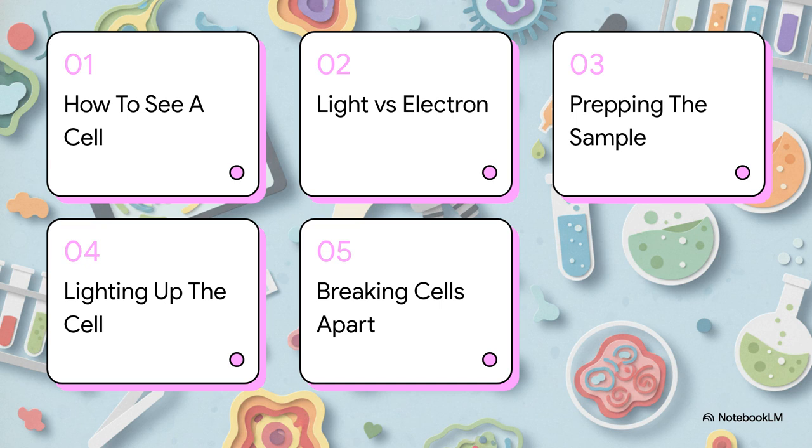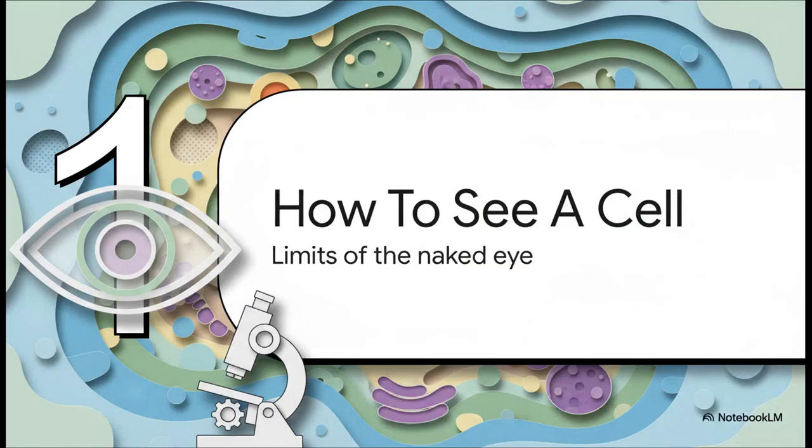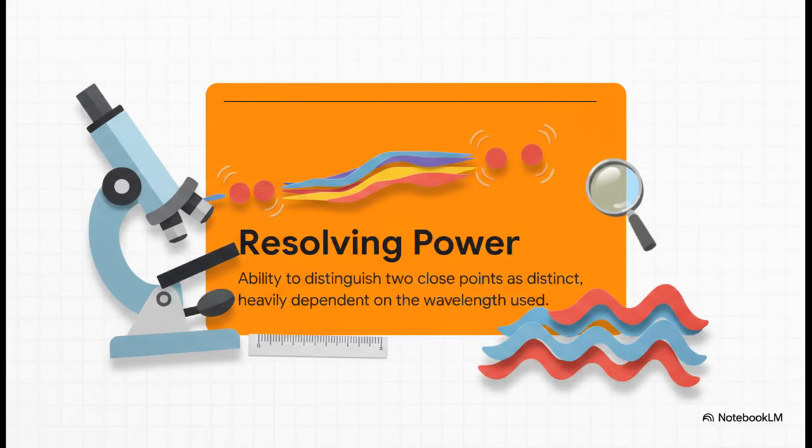Let's dive right in. All right, Section 1, how to see a cell and the limits of the naked eye. To breach that microscopic barrier, we essentially have to overcome the limitations of human biology just to study human biology. And a really common misconception about microscopes is that they're all about magnification, just making things bigger. But honestly, simply magnifying a blurry image just gives you a really big blurry image.